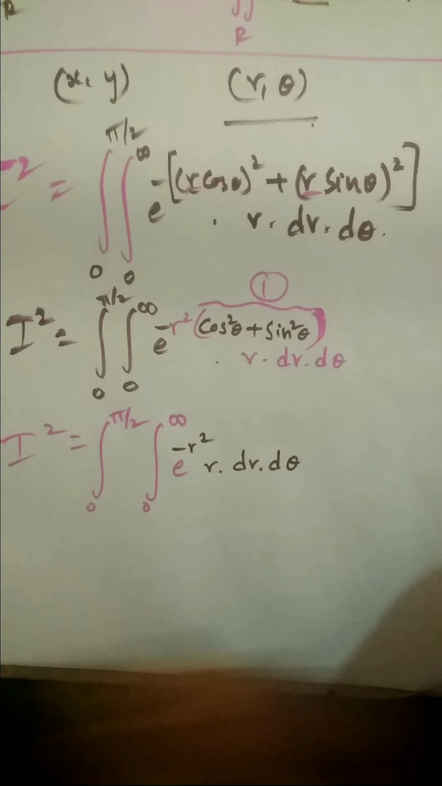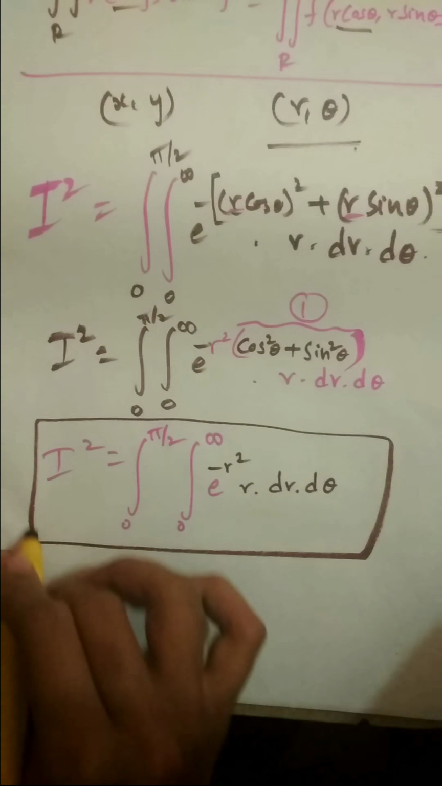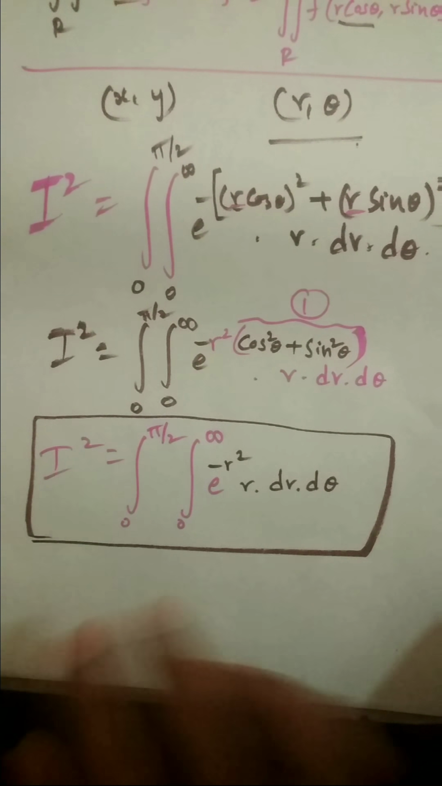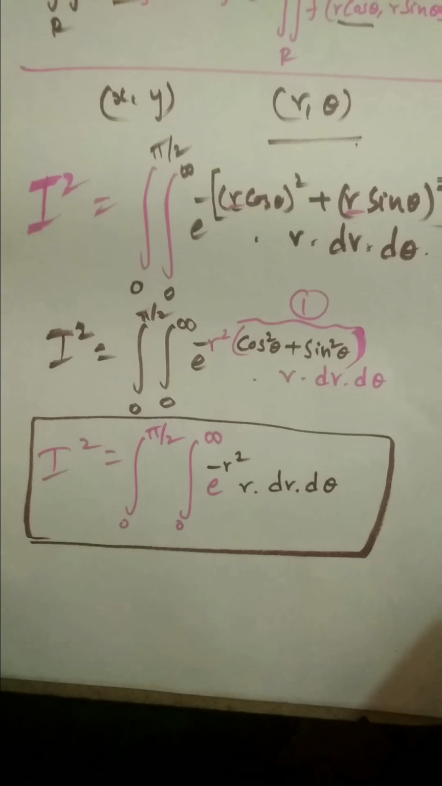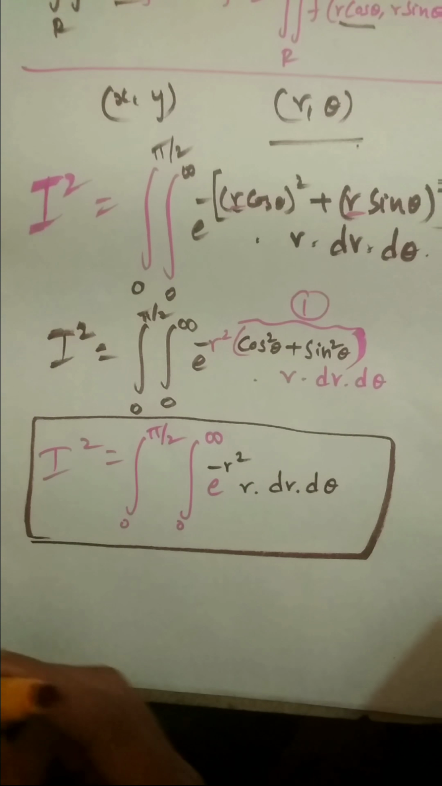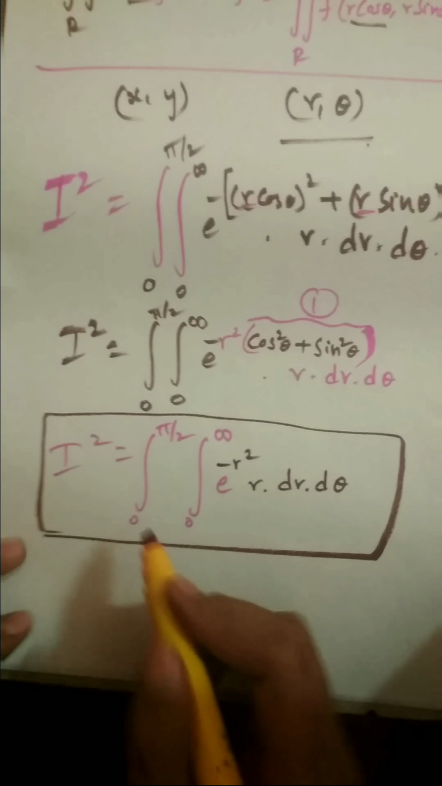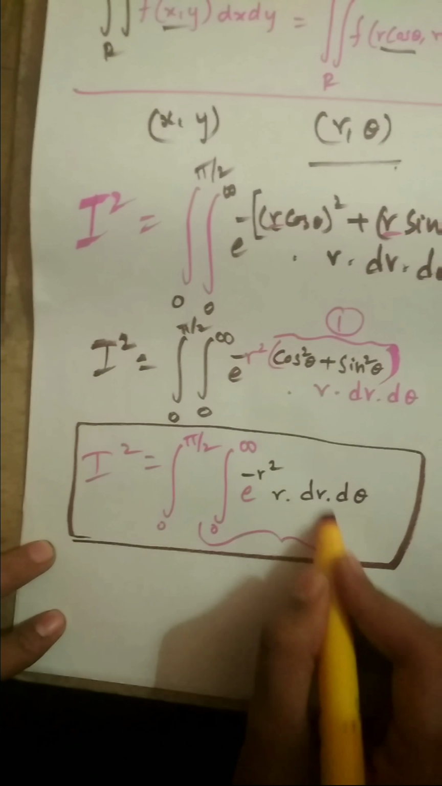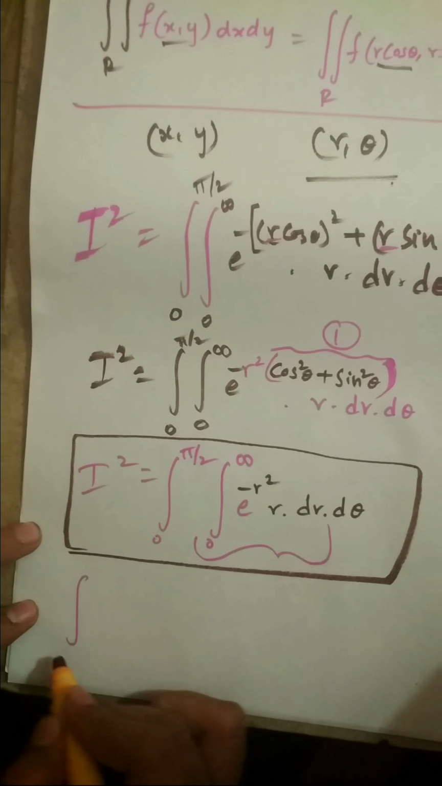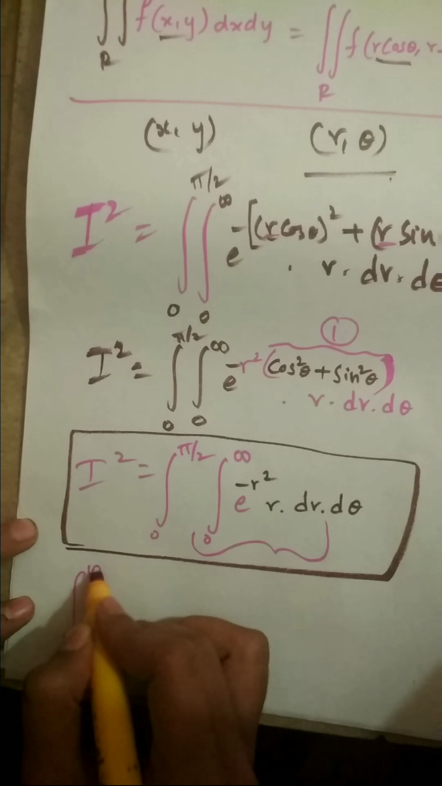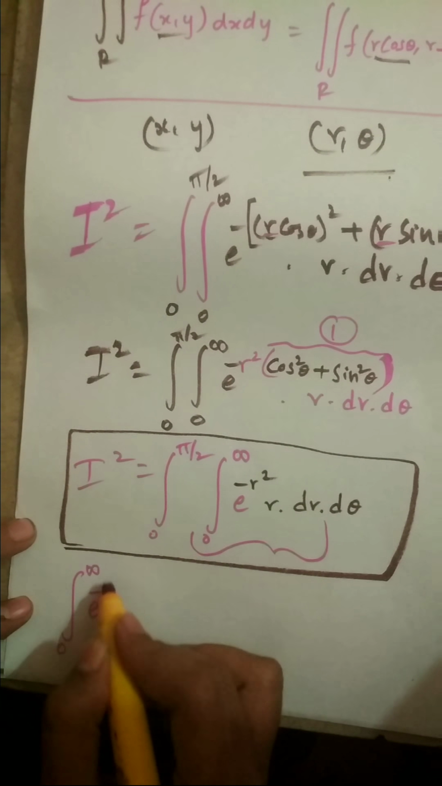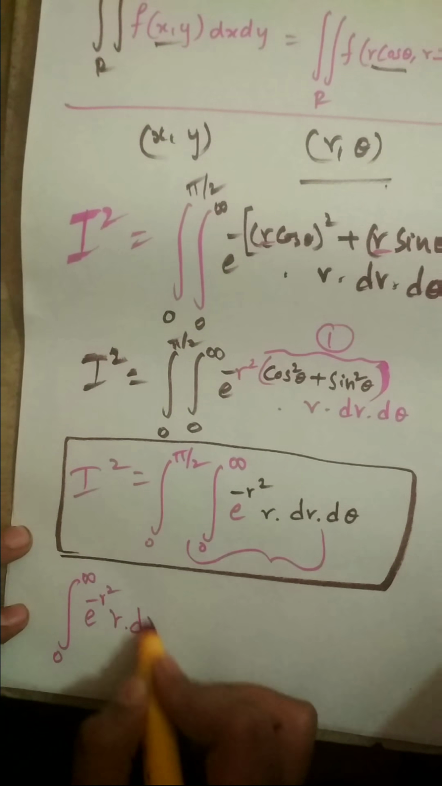Now we have reduced the integral to an easier form. I square is equal to the double integral. For the first integral, the limits are from 0 to pi by 2, and for the second it is from 0 to infinity. Let us first consider only this integral: the integral from 0 to infinity of e power minus r square into r dr.